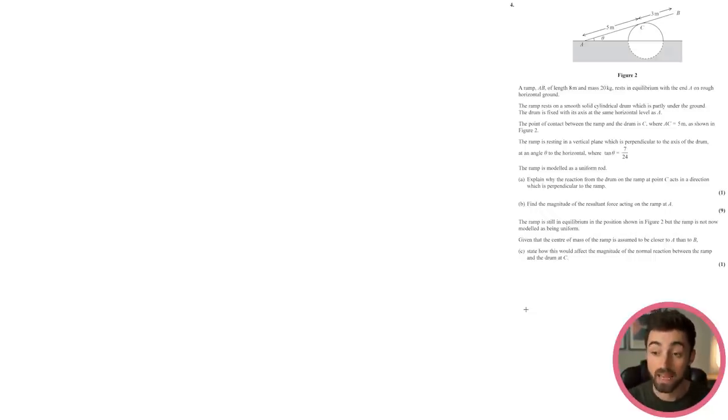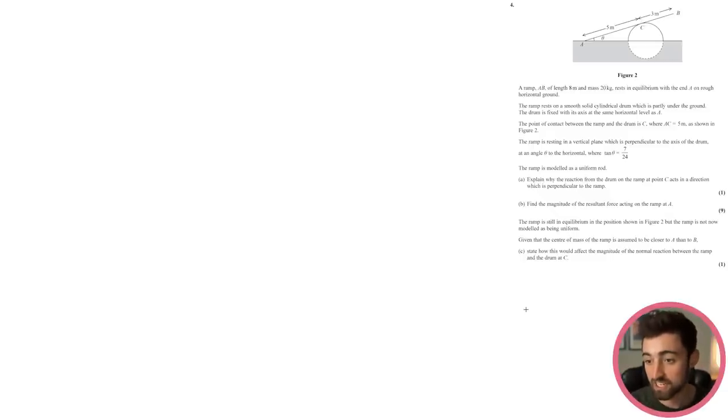Ramp AB of length 8 meters and mass 20 kg rests in equilibrium with the end A on a rough horizontal ground. The ramp rests on a smooth, solid cylindrical drum which is partly under the ground. The drum is fixed with its axis at the same horizontal level as A. Point of contact between the ramp and the drum is C, where AC equals 5, as shown in figure 2. So it's essentially so far just showing us what we have in the diagram.